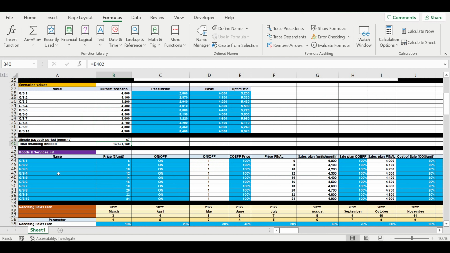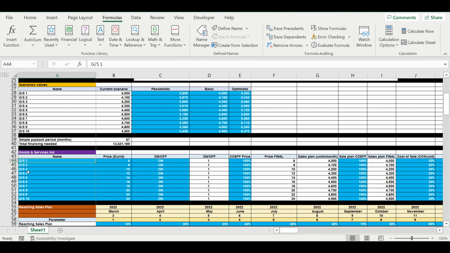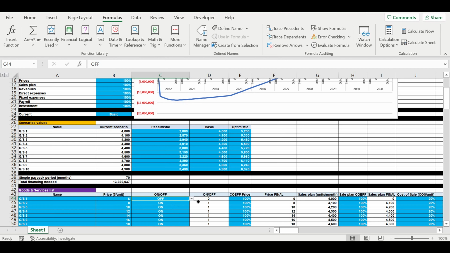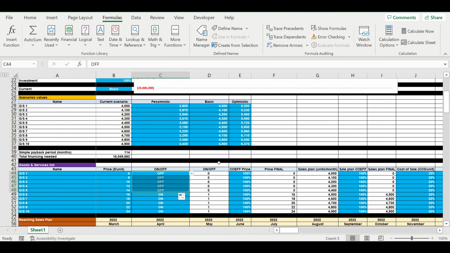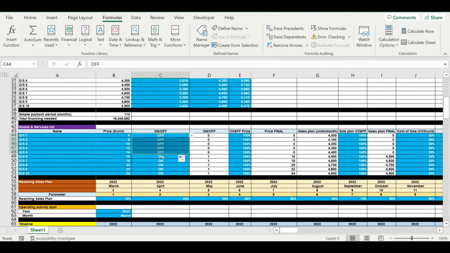Then we have another core of the model, where we specify what we are selling, goods or services. G means goods, S means services. So we have, for example, 10 goods or services. Here we specify the price per good or per service. We can, for example, switch different services or goods off from calculations. You can see this also changes the diagram.